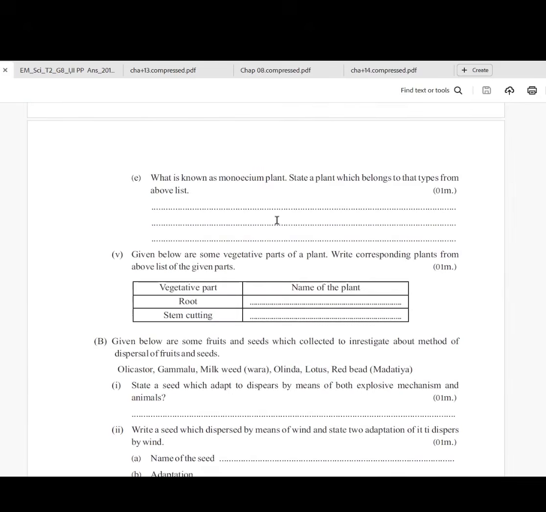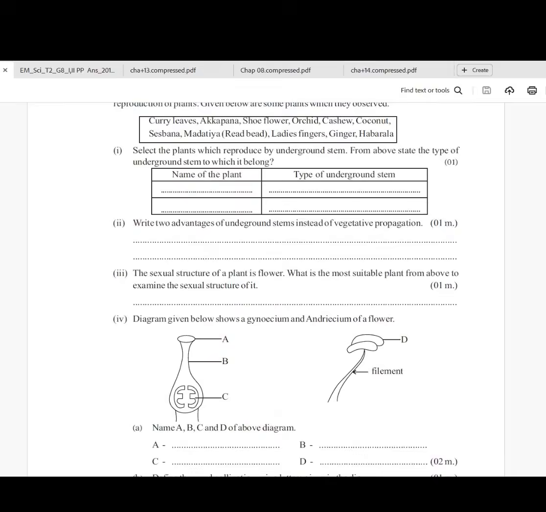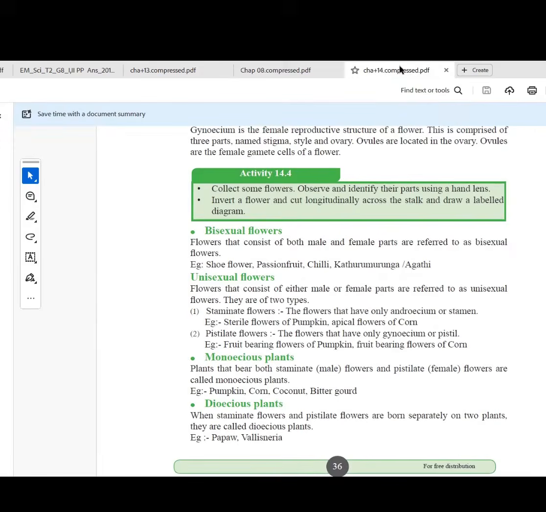What is known as monoecious plants? State a plant which belongs to the types from the above list. Monoecious plants are plants that bear both staminate flowers and pistillate flowers. Examples: pumpkin, corn, coconut, and bitter gourd. Dioecious plants: when staminate flowers and pistillate flowers are borne separately on two plants, we call them dioecious plants. Examples: papaw and vallisneria. From this list, we can take the answer coconut as the monoecious plant.